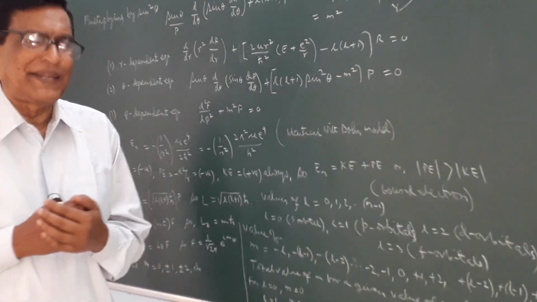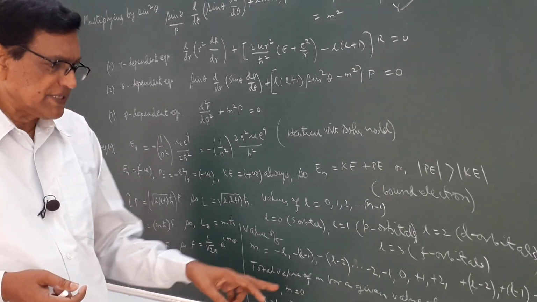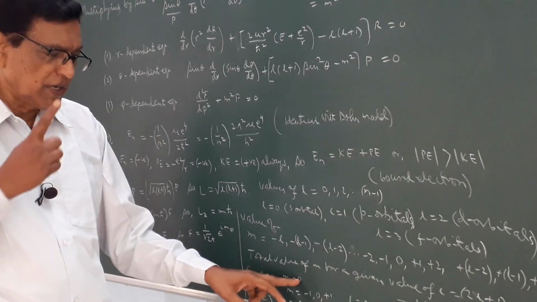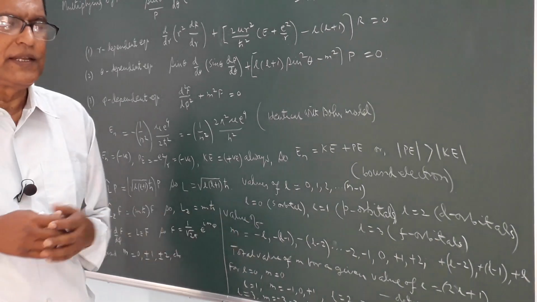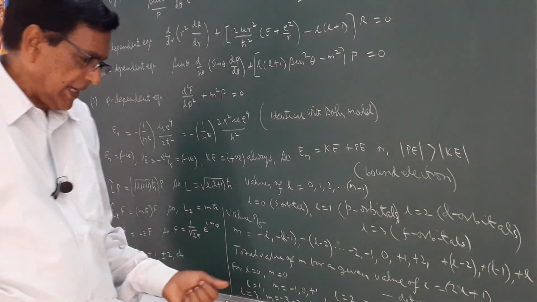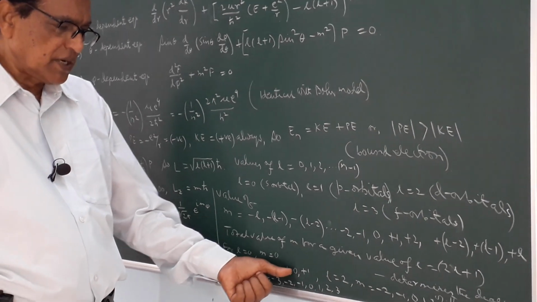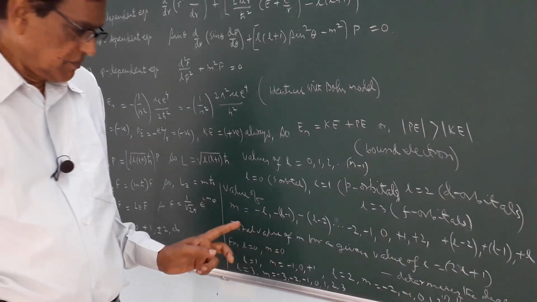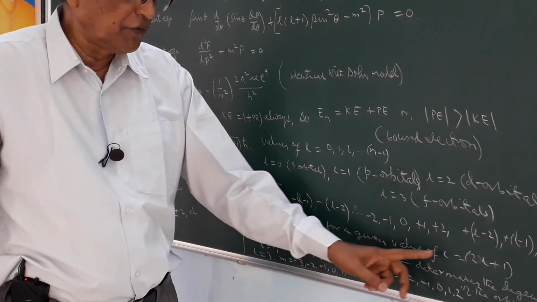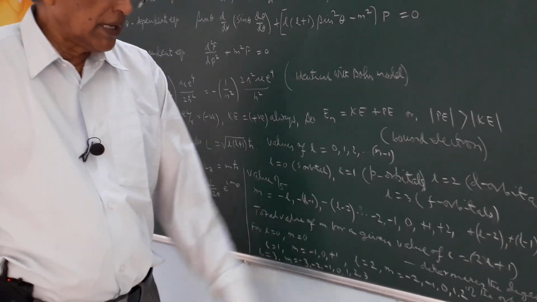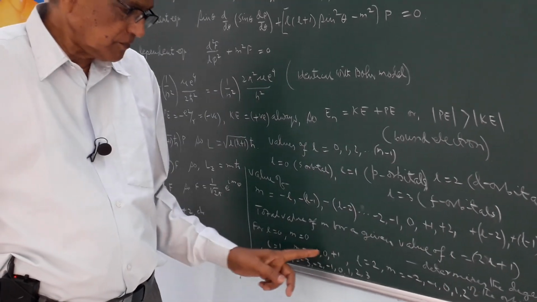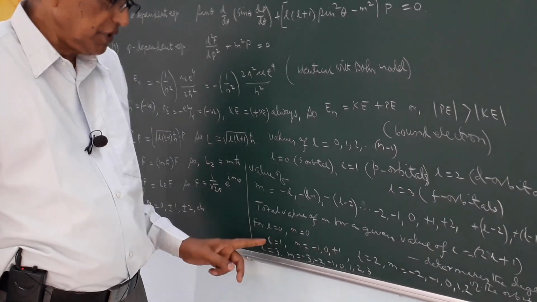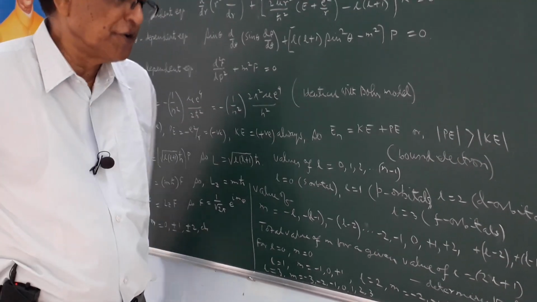degeneracy of these orbitals. l equal to 0 means s orbital, and for s orbital, m equal to 0, only one value, so this s orbital is non-degenerate. l equal to 1, m equal to minus 1, 0, plus 1, three values are there. For a given value of l, the total number of values of m is 2l plus 1. When l equal to 1, m has a total of 3 values, which means these p orbitals are threefold degenerate.